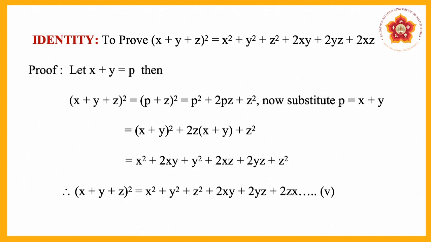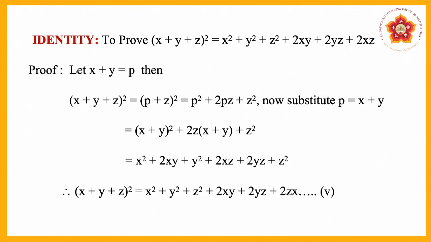Now, so far we have revised what you have learnt in the 8th standard. Today, let us learn together different identities. Now we are going to derive one of the important identities, that is x plus y plus z whole square equal to x square plus y square plus z square plus 2xy plus 2yz plus 2zx. It is a new one for you.